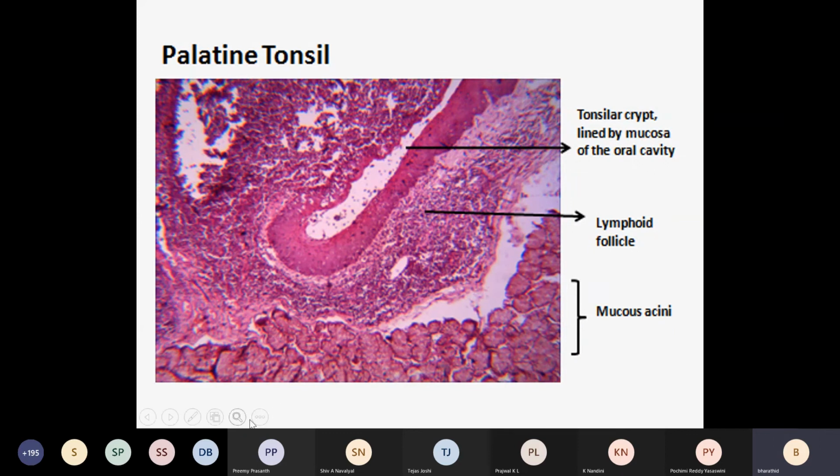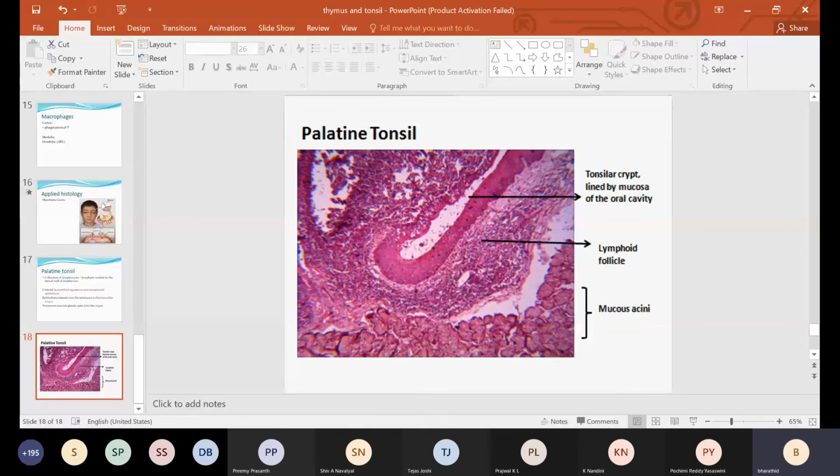So we'll have a quick revision. I will ask you questions; let me see if you can answer. Name the cells in the thymus. Epithelial cells, macrophages, thymocytes. Very good. Epitheliocytes are derived from which pouch? Third pharyngeal pouch. Very good.